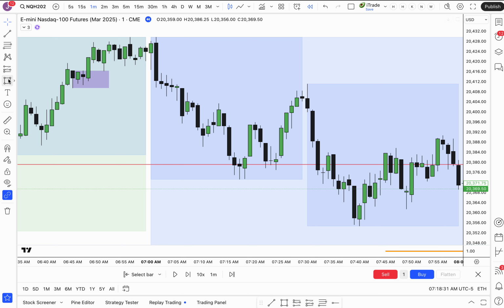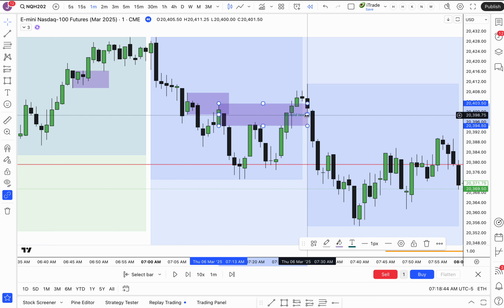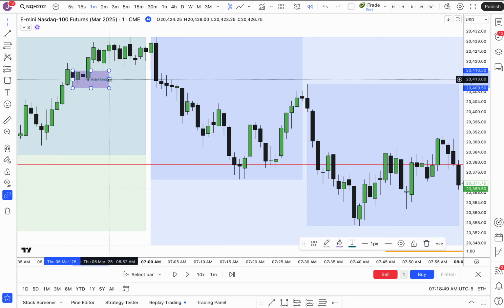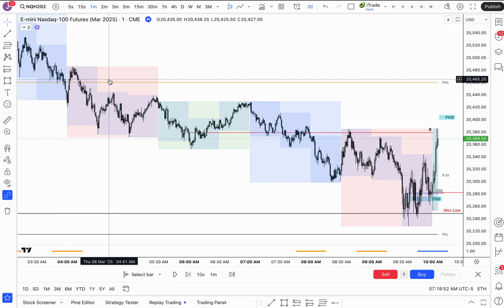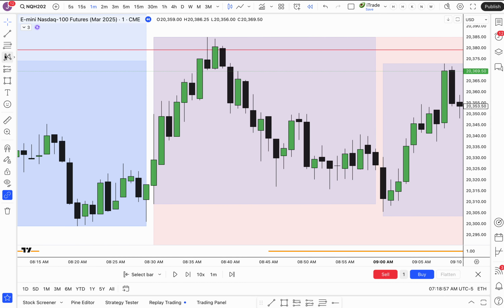Same thing here. Resistance, we don't close above it. Make a new low. Don't close above it. Don't make a new low. Take stops, and then we continue. Okay, same thing here. Support. We close down below this candle. It makes a new high. And then we just flip it.